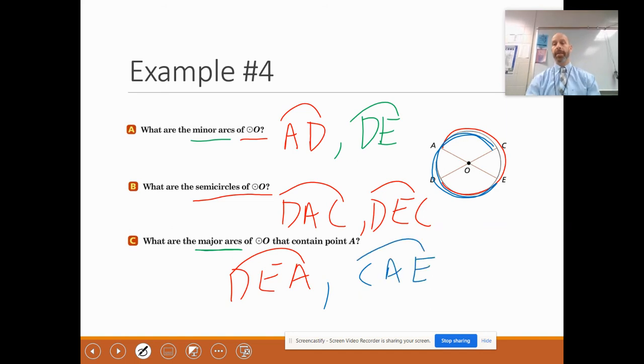Now here's the thing. The first and last letter has to be where the arc begins and ends. And then the middle letter just has to be somewhere along the path of that. So major arcs and semicircles have 3 letters. Minor arcs only have 2 letters, and then you just put the arc symbol over it. I think that's pretty easy to understand.